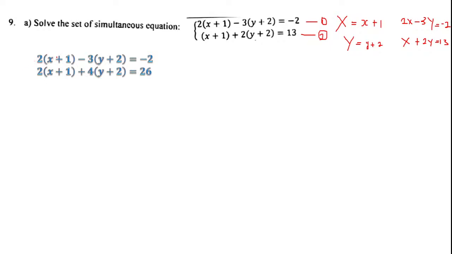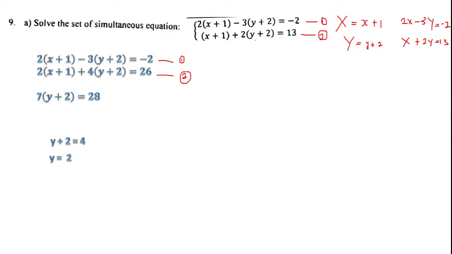From here now I have x plus 1. The coefficients of x plus 1 in equation 1 and equation 2 are now the same. So I can say equation 2 minus equation 1, right? This is my new equation 2. So equation 2 minus equation 1, what would that give us? So this will give us 4 into y minus 2 minus 3 into y minus 2. So that will give us 7 into y plus 2 to be 26 minus 2, 28. From here, y plus 2 will be equal to 4, and y will be equal to 2.